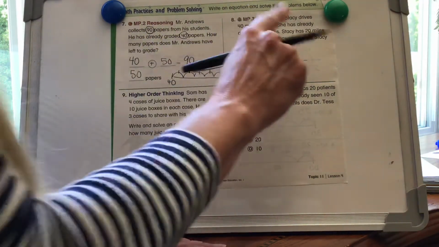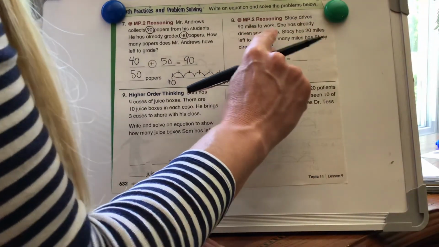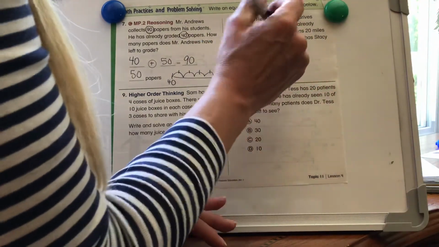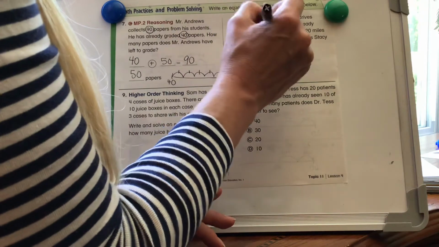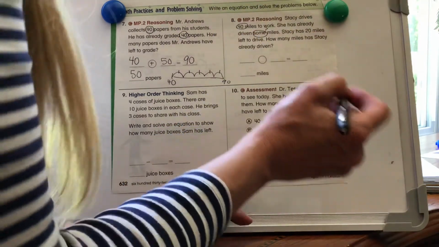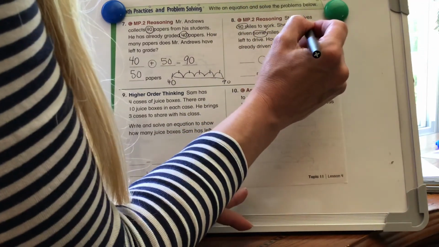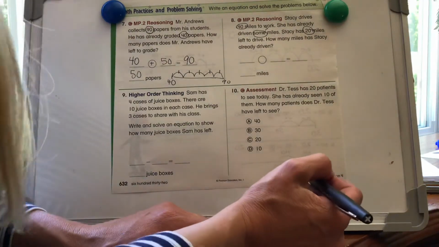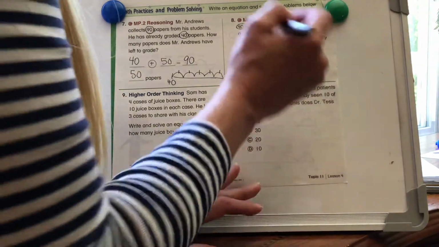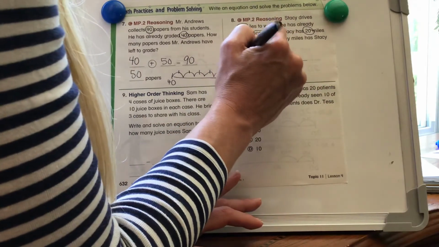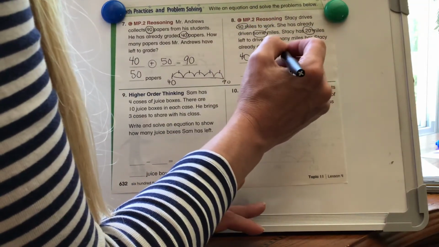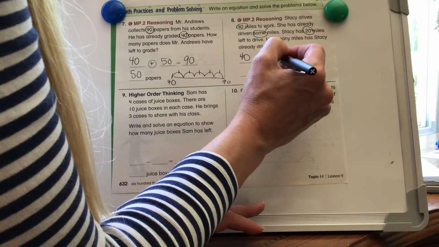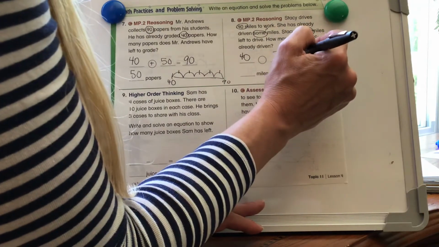Okay, number 8. Stacy drives 40 miles to work. She has already driven some miles. So we have 40 miles and some, which is a question mark. Stacy has 20 miles left to drive. How many miles has Stacy already driven? So her total is 40 miles. And she's already driven some miles, and she has 20 left.